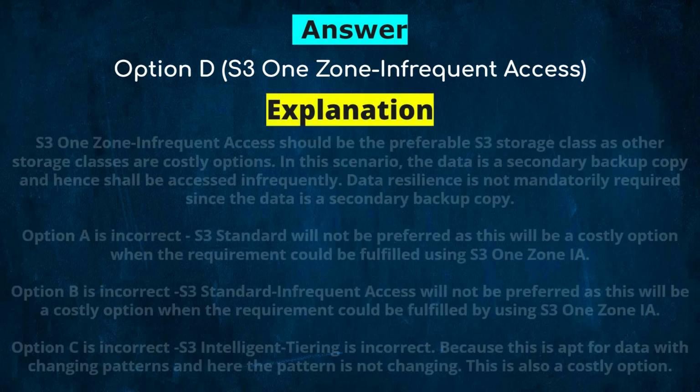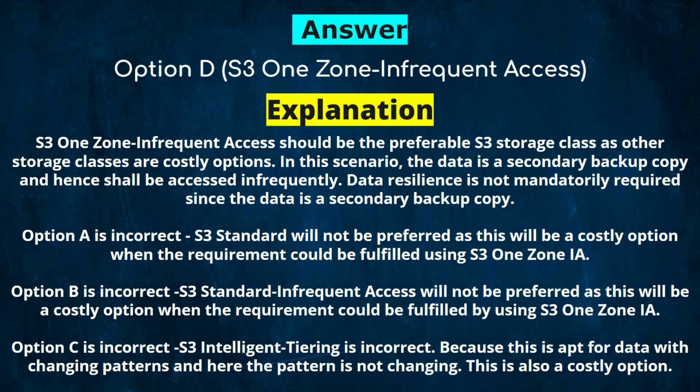Explanation. S3 One Zone Infrequent Access should be the preferable S3 storage class, as other storage classes are costly options. In this scenario, the data is a secondary backup copy and hence shall be accessed infrequently. Data resilience is not mandatorily required since the data is a secondary backup copy.